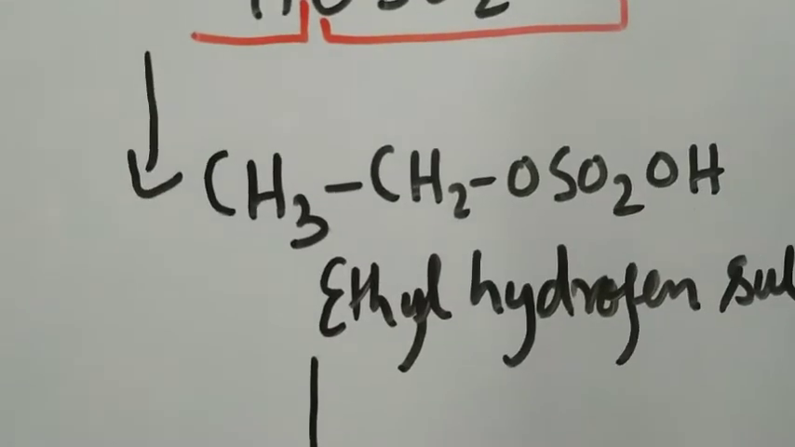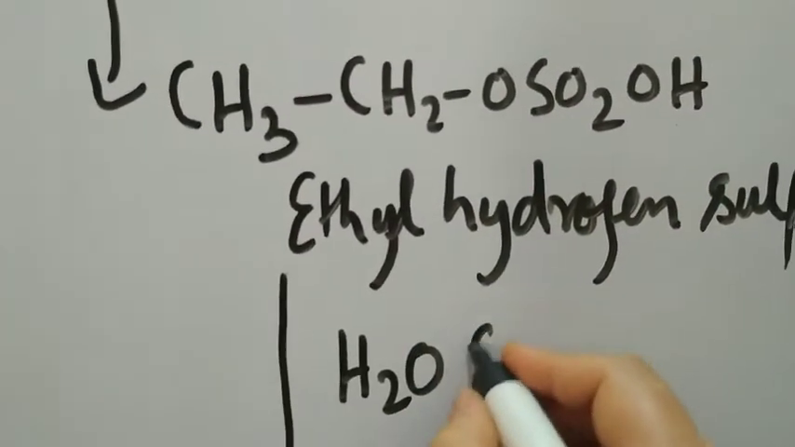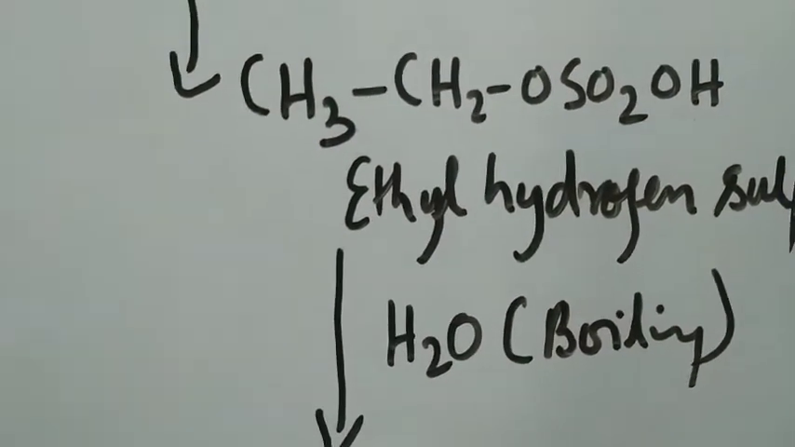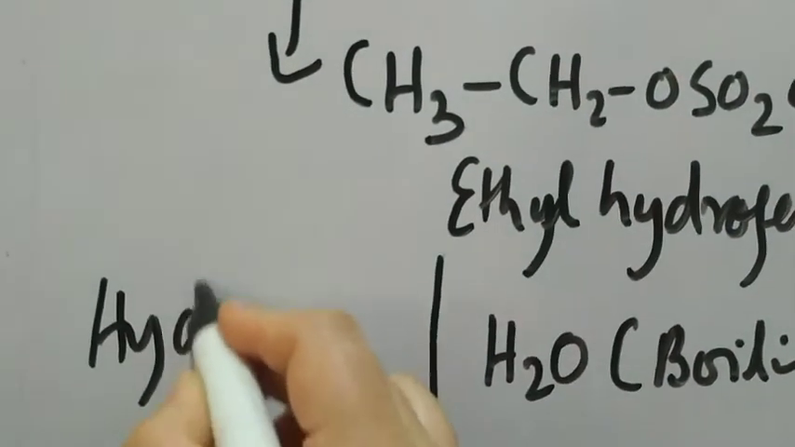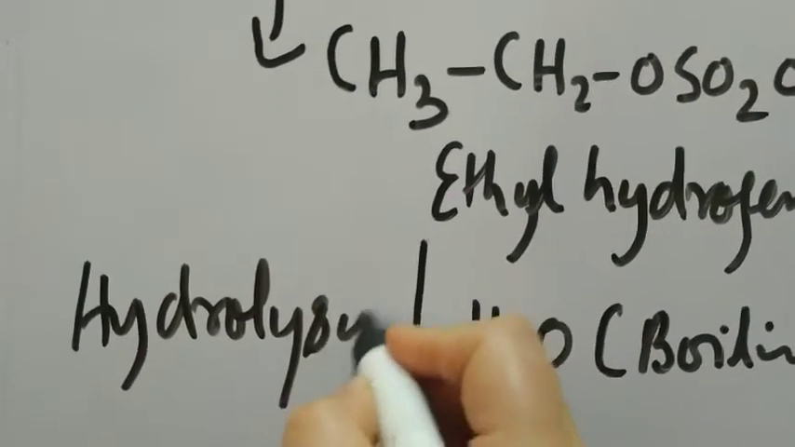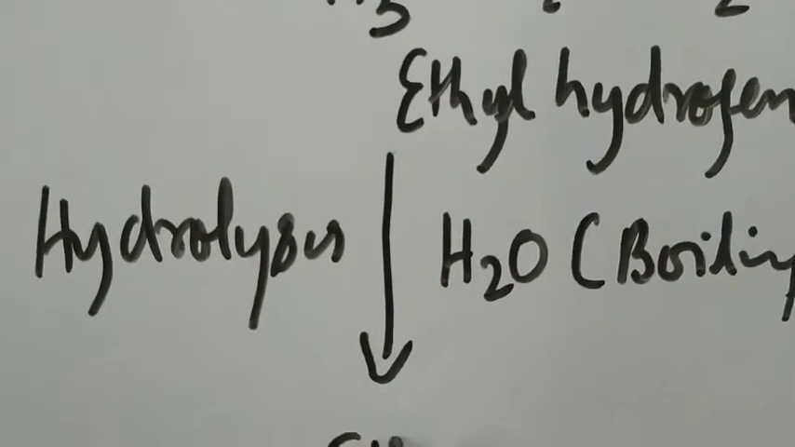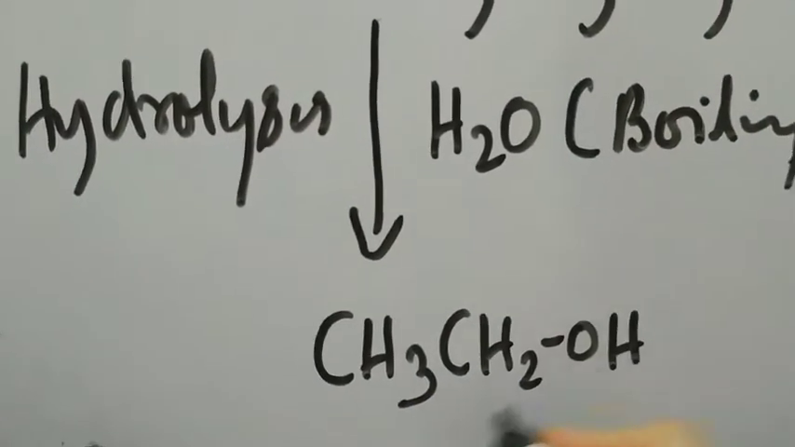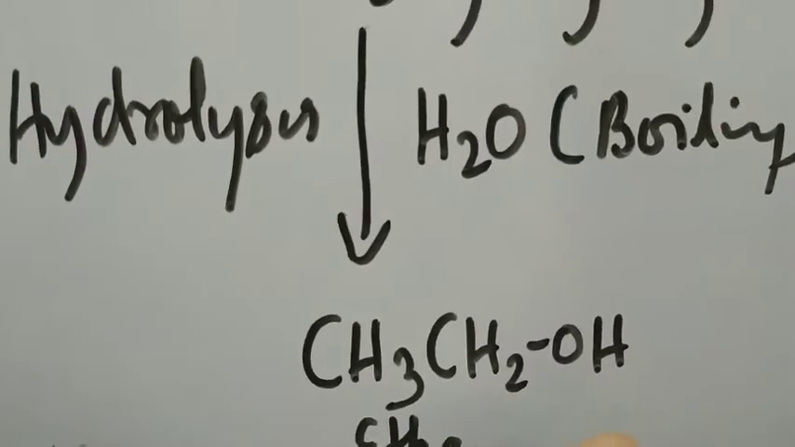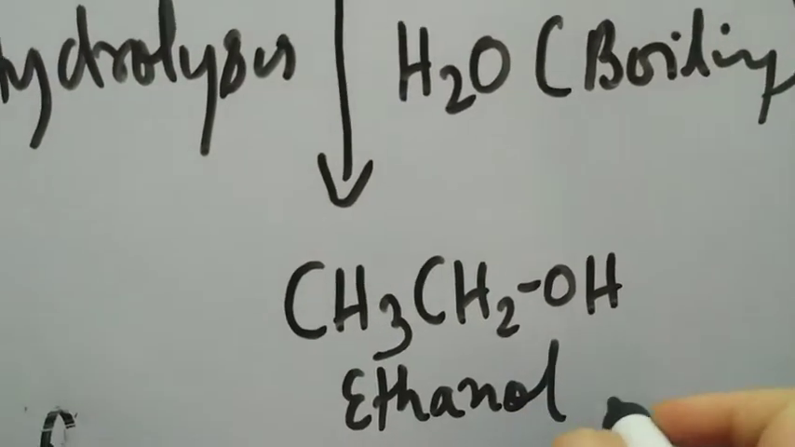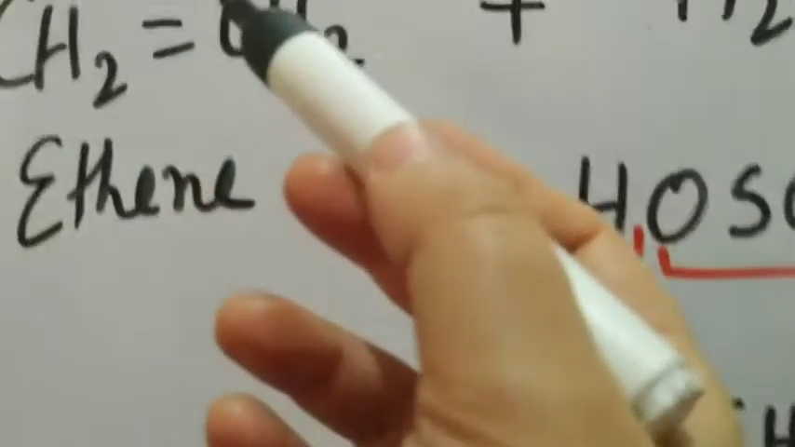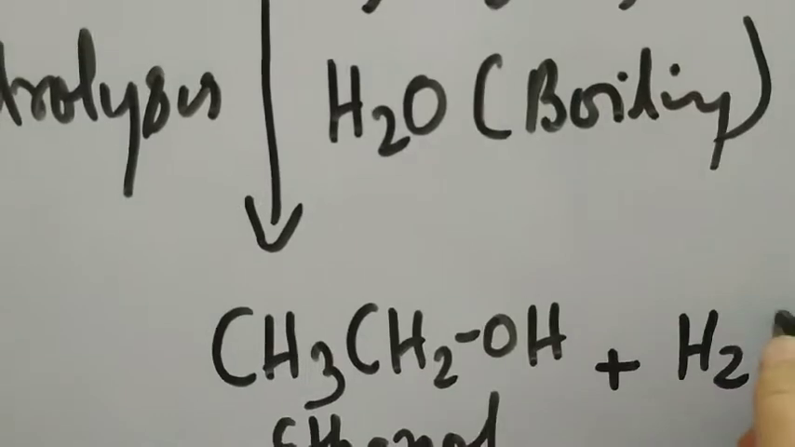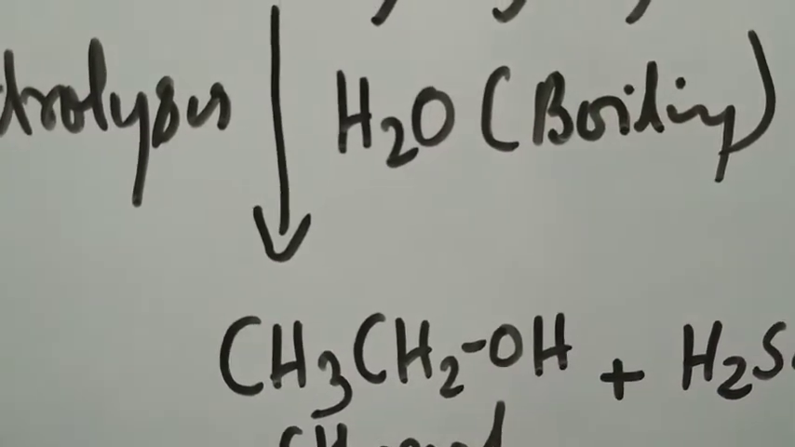What you do next is that you add water. But what kind of water? You add boiling water. And when you add boiling water, hydrolysis takes place. Because of this hydrolysis, what we get is CH3CH2OH, the alcohol. From ethene you will get ethanol. Obviously depending on the carbon atoms आप किससे start कर रहे हैं, accordingly आपका alcohol होगा. And the protic acid H2SO4 is regenerated.